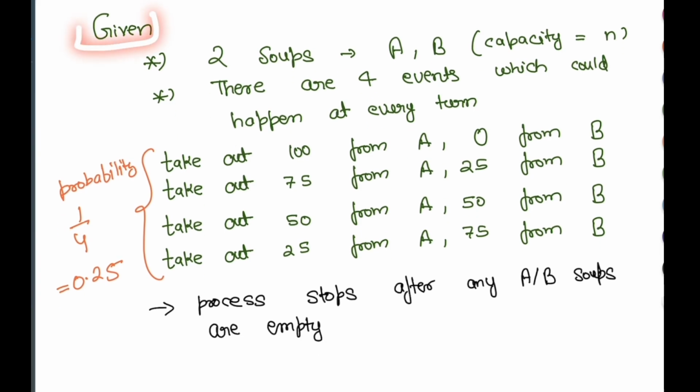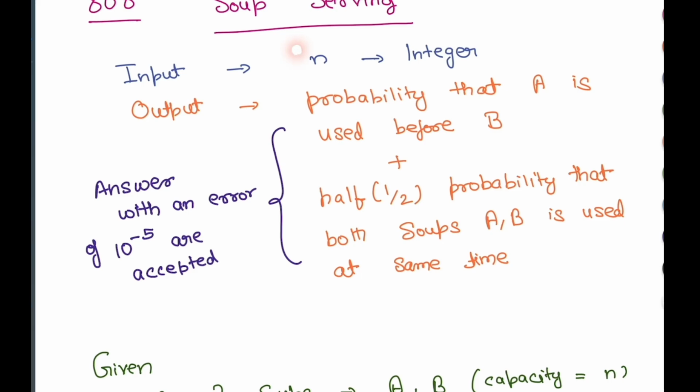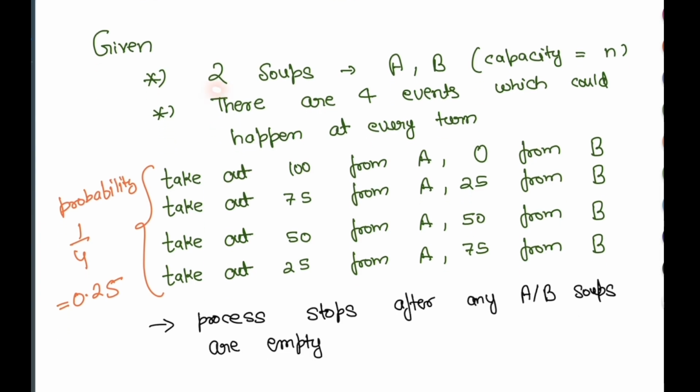Now let us try to understand what's given to us in the problem. Basically what's given is we are given two soups. You can assume that you have a drum, a cup, a glass, anything. So you are basically given two soups A and B in a cup, drum or a glass, and the capacity of A and B is equal to n. This n is given in the input. So we are given an input n, and it is basically representing the capacity of the soups A and B.